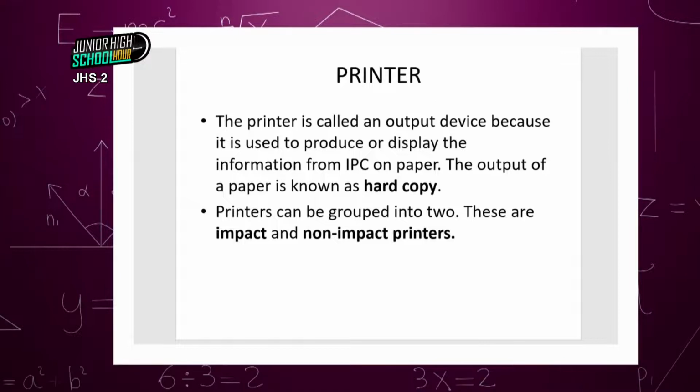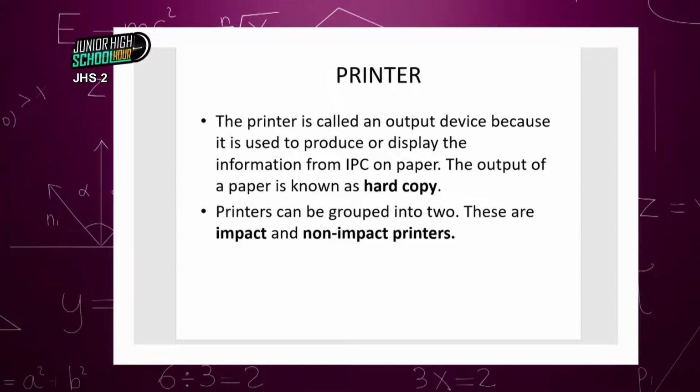The output of a printer is known as a hard copy, because we can touch and feel it. Remember, we said the soft copy cannot be touched. It can only be seen. It's more or less like talking about software and hardware. When we talk about the soft, we cannot touch and feel it, but the hard, we can touch and feel it. Now, there are basically two types of printers.